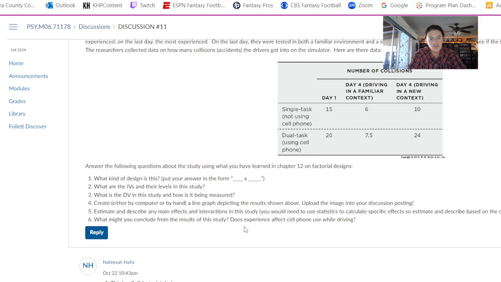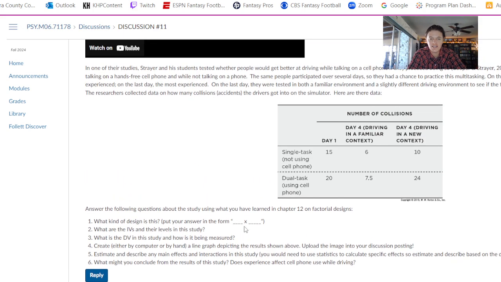And then number 6, what might you conclude from the results of this study? Does experience affect cell phone use while driving? Okay, so that's what you're doing for this one. Again, a lot of layers to this because we have more than one independent variable. So make sure you look at all the examples in the book. They're really going to help you with this, and also with the chart and interpreting those results.